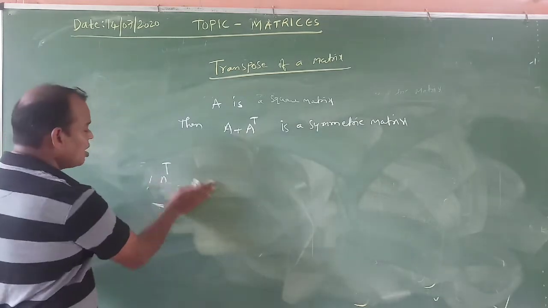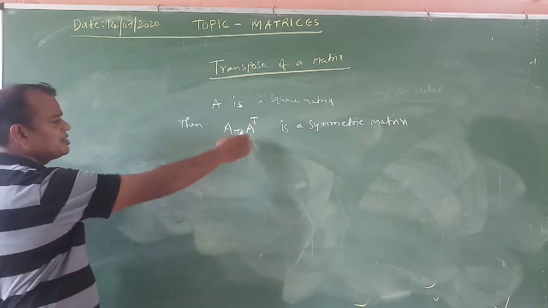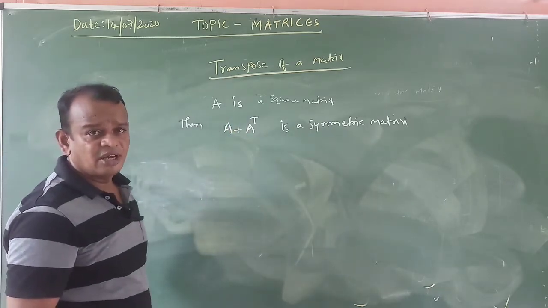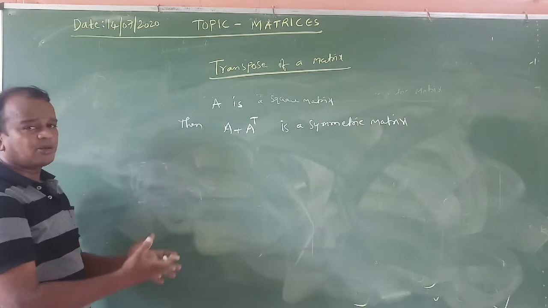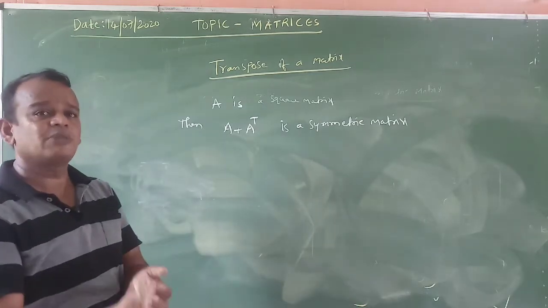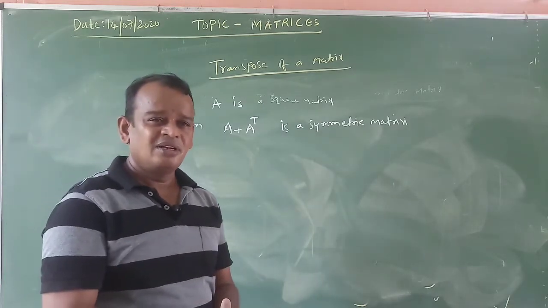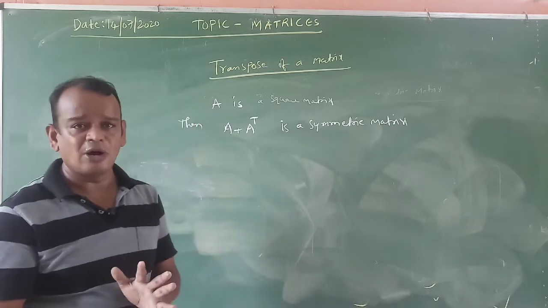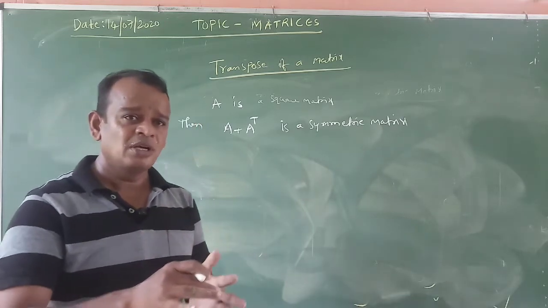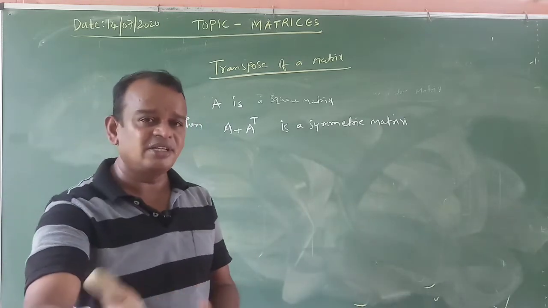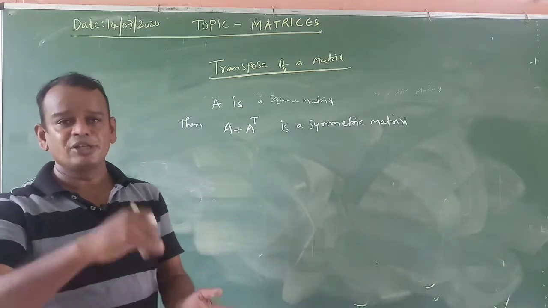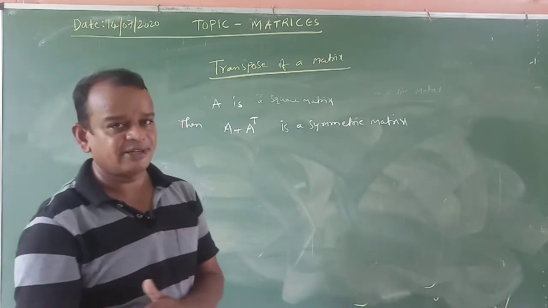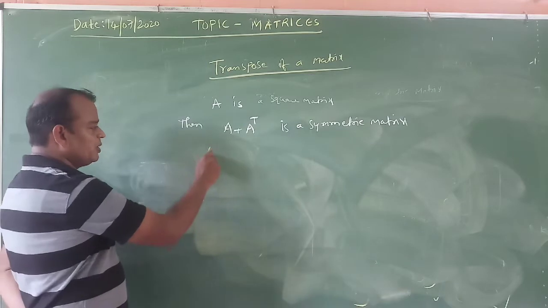Understand or not? Now you have to show that A plus A transpose is a symmetric matrix. First we will take the transpose of the given matrix. Whether it is symmetric or skew symmetric, you have to show that. First we take the transpose; if we get the same matrix, that is a symmetric matrix. If we get the negative of the matrix, that is a skew symmetric matrix.